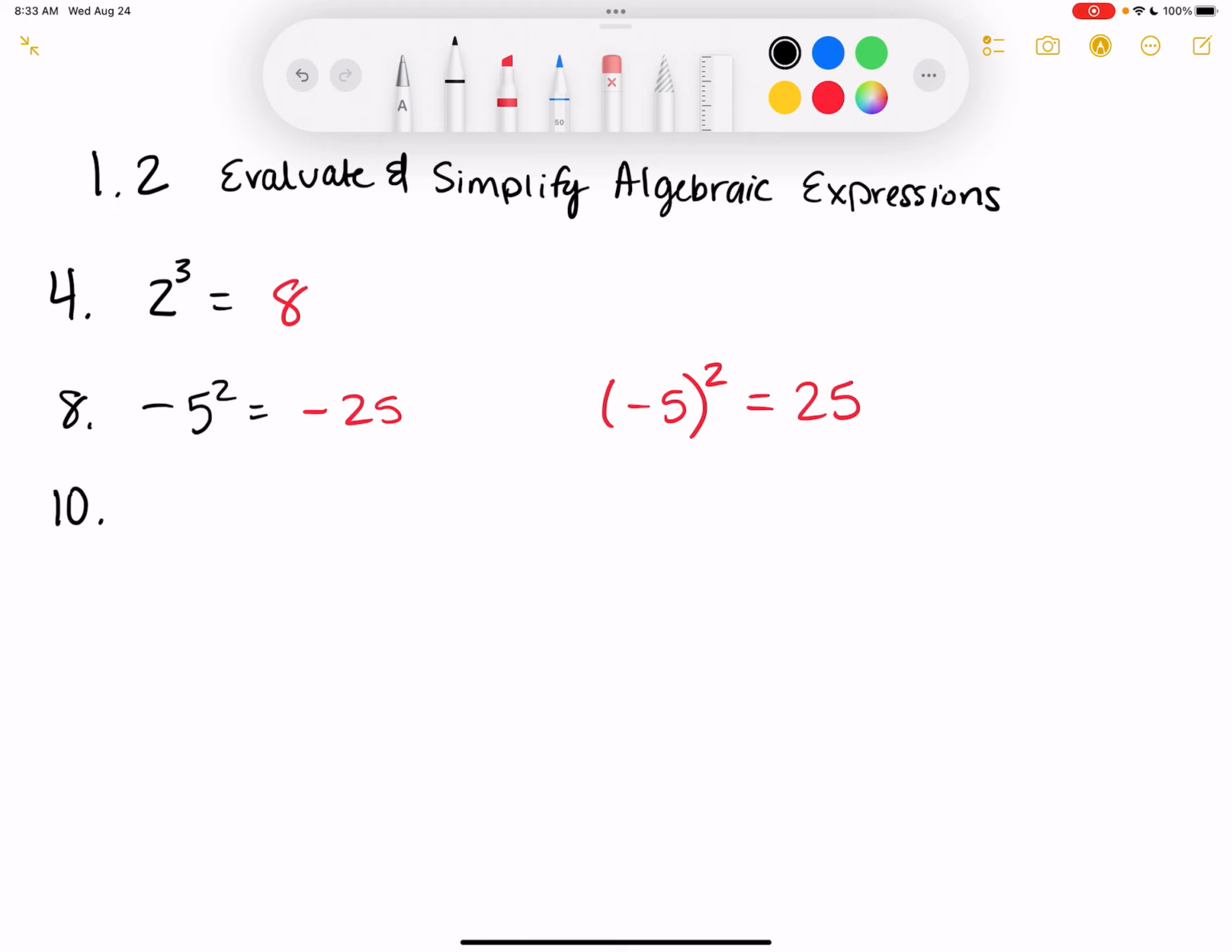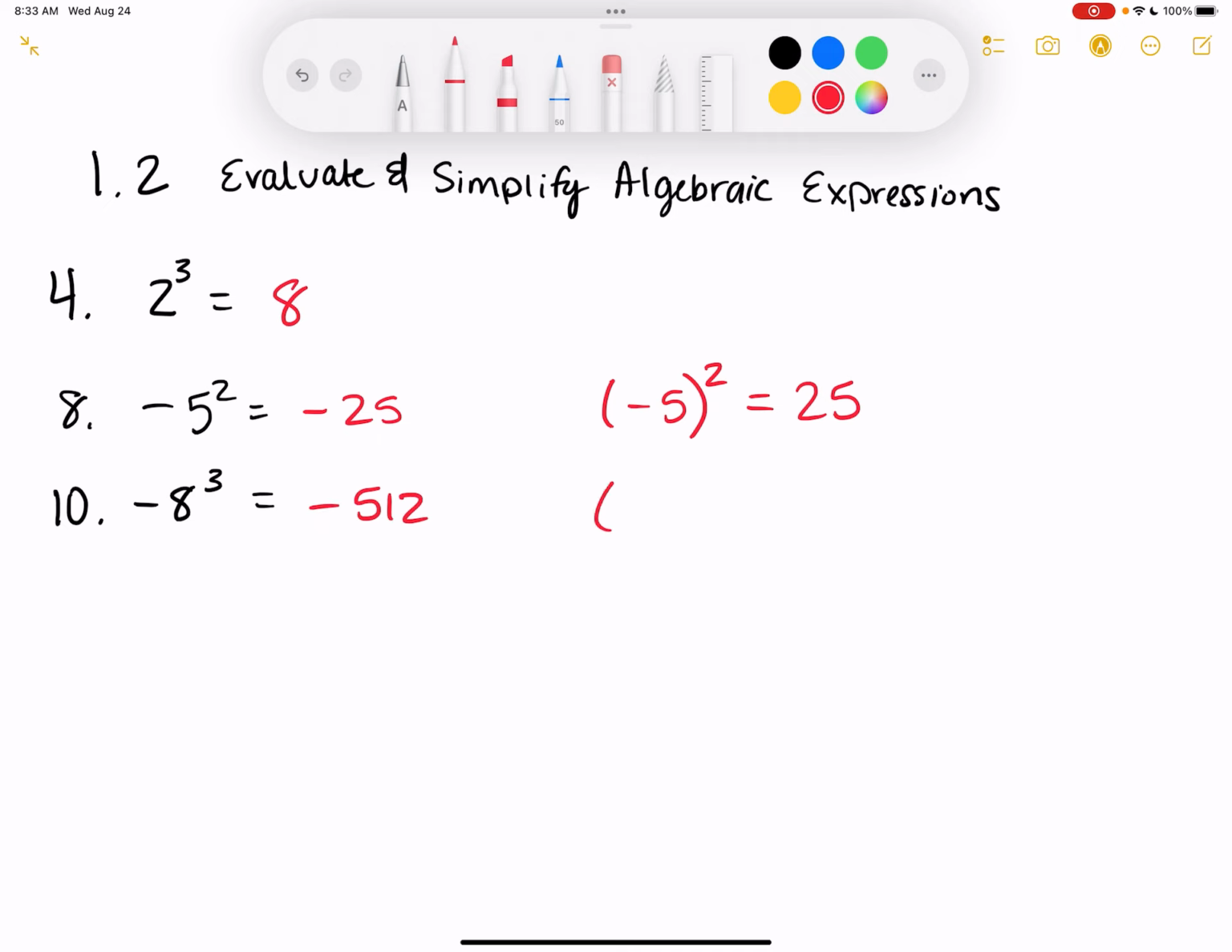So if you have an even power with a negative inside the parentheses, it's always going to become positive. With odd powers, that's different. So something like number 10, you have negative 8 cubed. Okay, so what would this one be? Negative 512. Yep. So that would be negative 512.